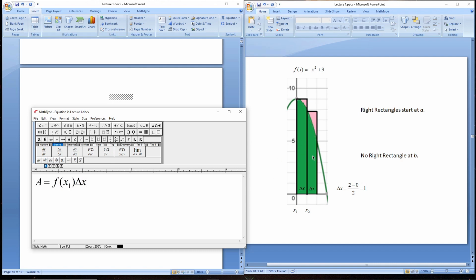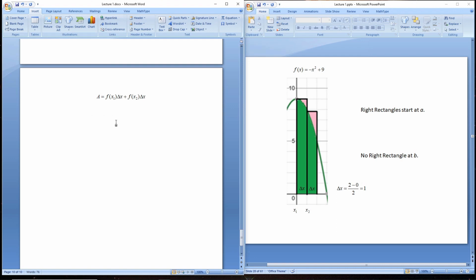And then we're going to add to that the second rectangle. Now the second rectangle has a shorter height, but its height is still located at an input of the function. So to get the height of the second rectangle, we're going to input x2 into our function. And then to get the full area again, we're going to multiply that by delta x. And that's our expression, our approximation for the area under this curve.